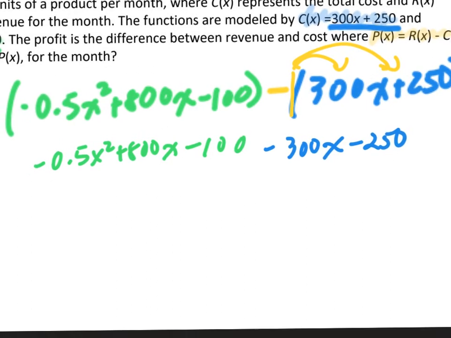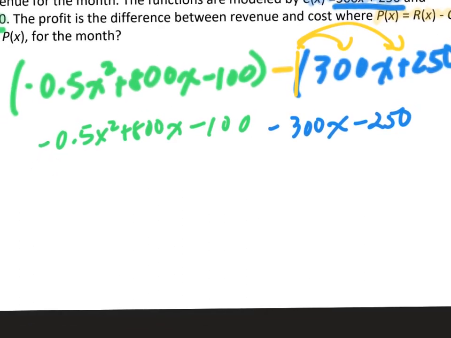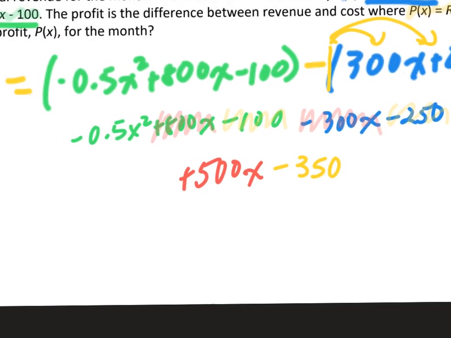All right, this looks a little bit more manageable, right? It looks like I can actually combine some like terms. So I had this like term over here, plus 800x with negative 300x. So 800x minus 300x, that actually gives us plus 500x. I have another like term, right? I have negative 100 and minus 250. So negative 100 minus 250 is minus 350. Okay. And then I didn't do anything to that negative 0.5x squared, so I'm just going to bring it down. I'm going to make sure that it goes first, right?